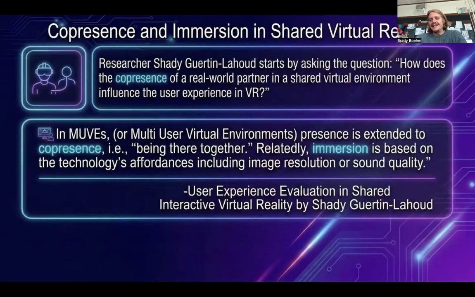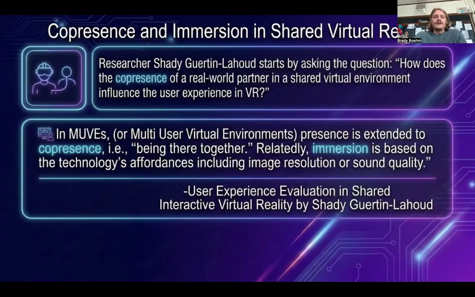Now let's build on this idea with another key term: co-presence. Co-presence is the idea that you feel like you're there together with someone else. It's deeper than just presence, just feeling like you're there. This is especially important in multiplayer environments, which are also called MUVEs, maybe moves, multi-user virtual environments. In these spaces, the experience isn't just about the environment, it's about the other people.